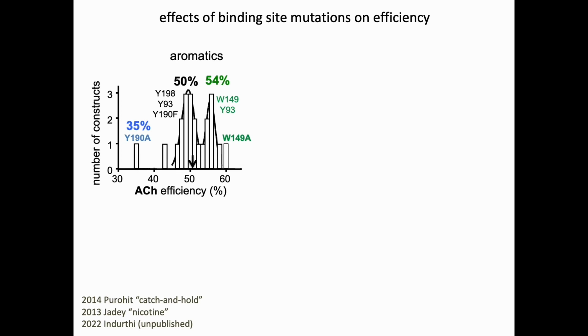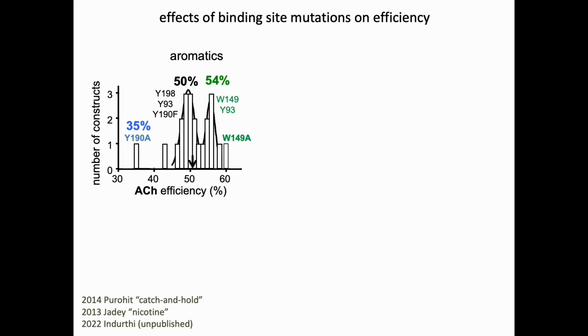About half of the mutations that we measured at 93 do not change, and the mutation Y190F does not change. However, there's a significant population of mutations that increases the efficiency of ACh from 50% to 54%. These include everything at tryptophan 149, and in particular 149A. If you get rid of that bulky tryptophan, the efficiency goes all the way up to 60%.